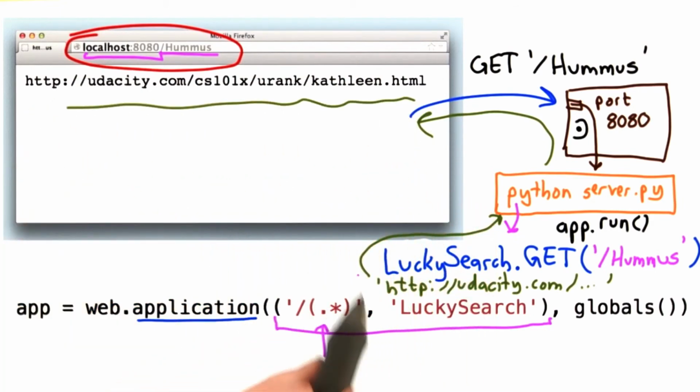So what is going on with this mysterious input that tells the web application how to map requests to class? That's what we'll talk about next.